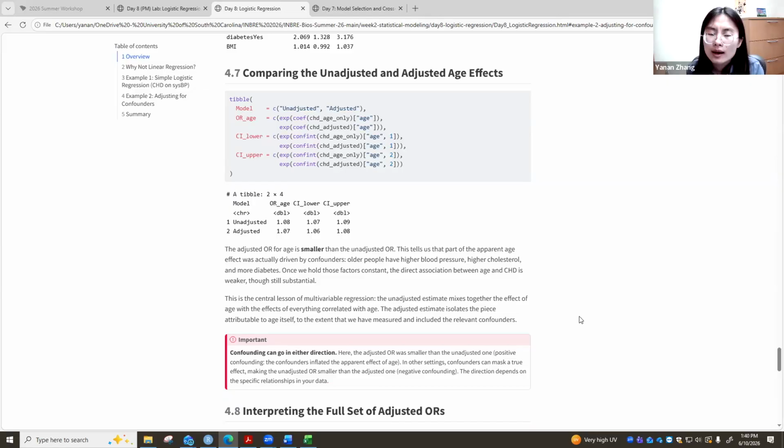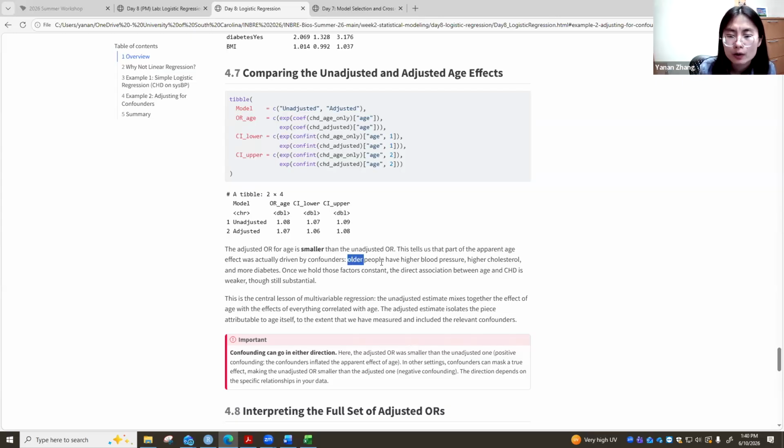Because we know older age tends to have higher blood pressure, while high blood pressure tends to have a higher risk of coronary heart disease. So this creates a spurious relationship, which makes the crude age effect larger. If we didn't control for the blood pressure, the effect we estimated actually is larger than the truth. Okay?